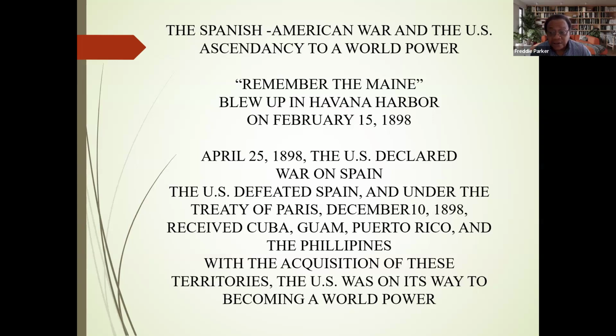And we know what they did in Cuba. We know what they did in the Philippines. We know what they did in Guam and in Puerto Rico. Why do the Cubans hate us today? Why do the Filipino people hate us today? It has a lot to do with what America has done.